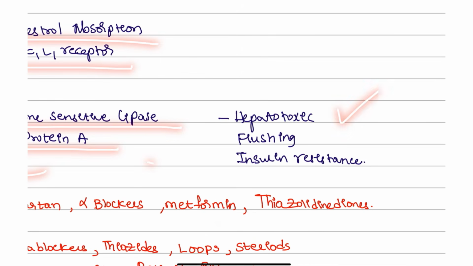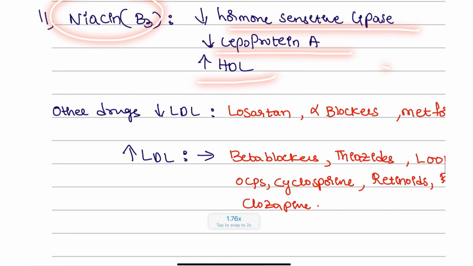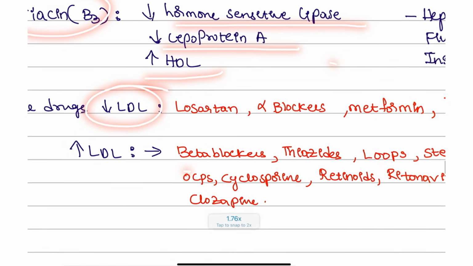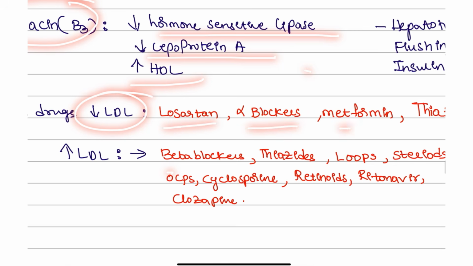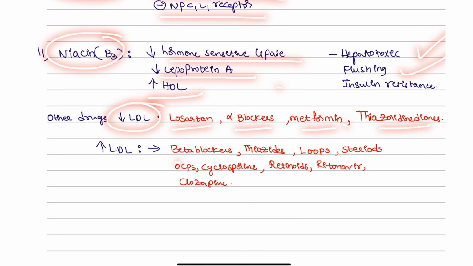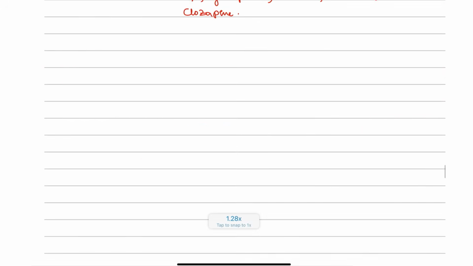So commonly it is going to cause hepatotoxicity, flushing and insulin resistance. Other drugs which are decreasing the LDL: losartan, beta blockers, metformin and thiazolidinediones. Drugs that increase the LDL activity: beta blockers, thiazides, loops, steroids, OCPs, cyclosporin, retinoids, ritonavir and clozapine. All these drugs will indirectly increase LDL activities.